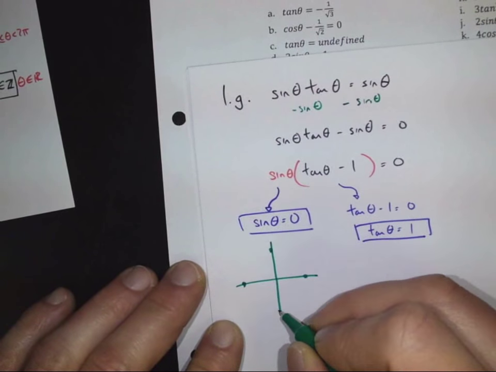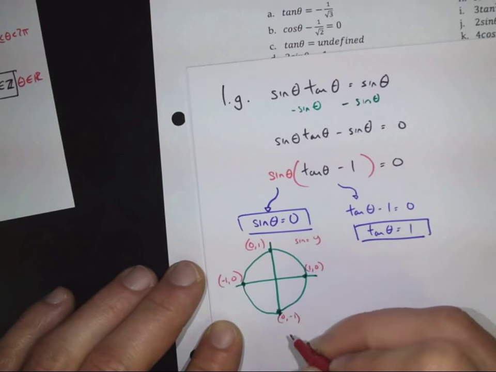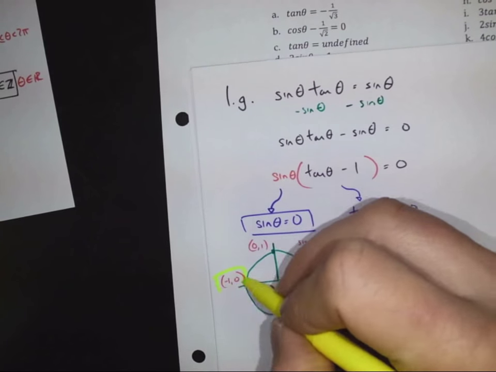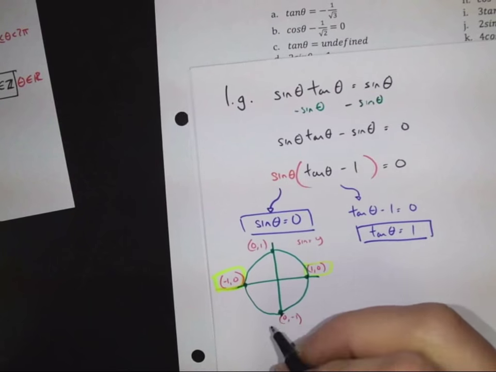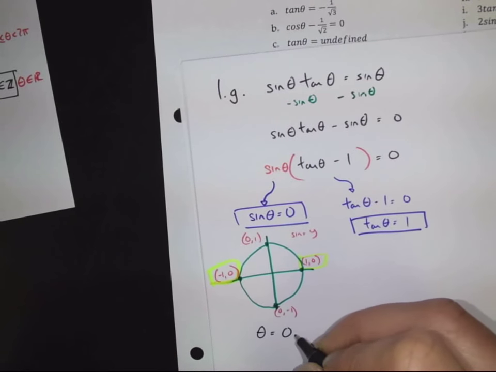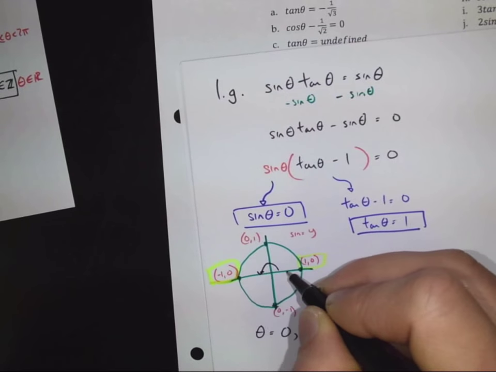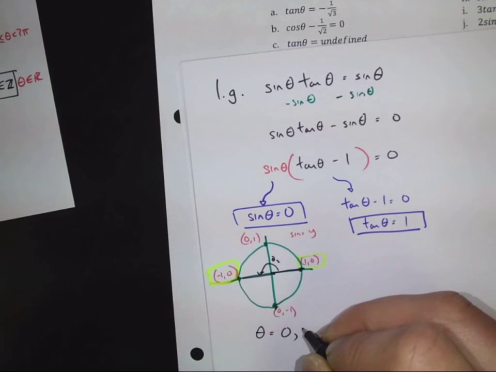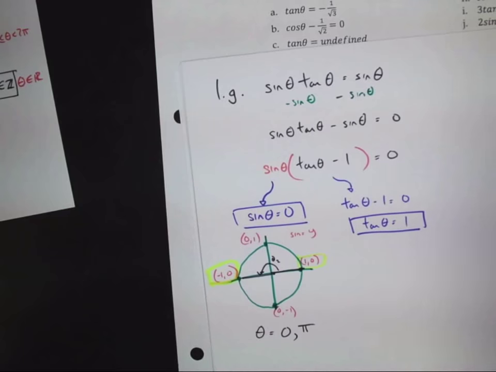And we want to remember that sine always corresponds to the y value. So we have these points 1, 0, 0, 1, negative 1, 0, 0, negative 1, and so on. And our y value is 0 at this point here and that point there. So that means the two angles that satisfy this are that theta could equal 0, or theta could equal pi. So those are just from sine theta is 0 alone.